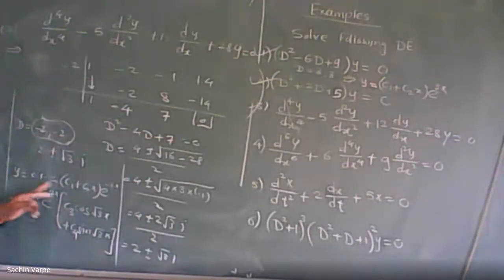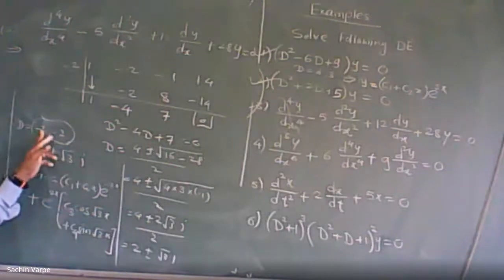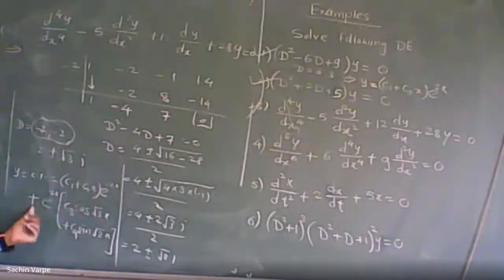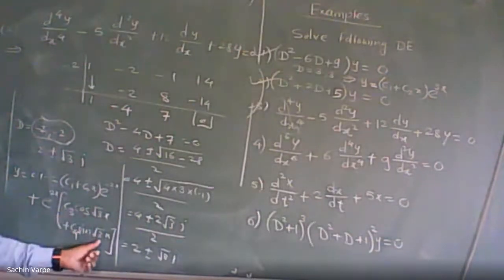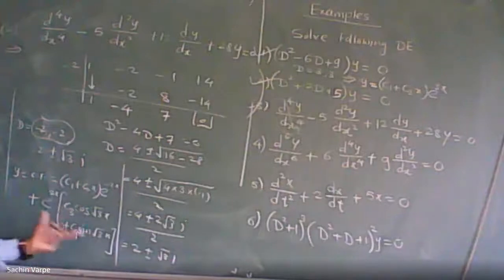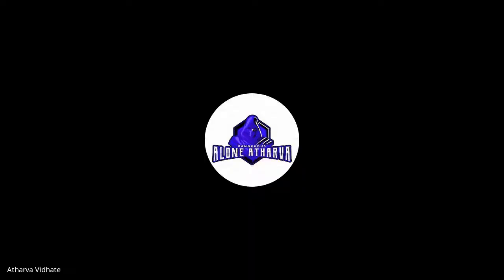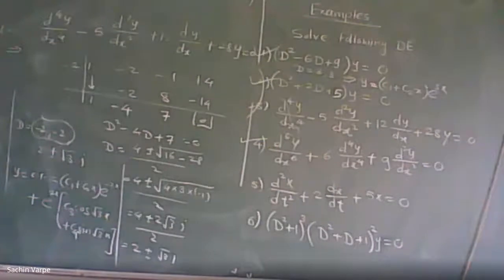So the complementary function is c1 plus c2x, e to the power minus 2x, because the 2 roots are repeated, and the next 2 roots are complex, so plus e to the power 2x, c3 cos root 3x plus c4 sine root 3x. Is it okay with this? Yes, sir. Yes, sir. Next. Please ask if any doubt.